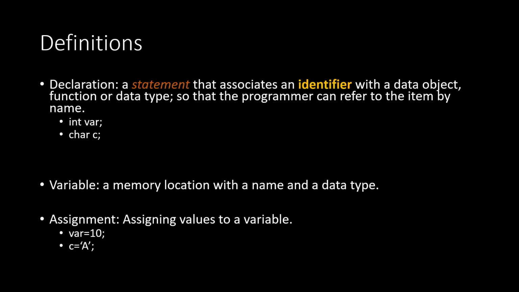Now the next thing is variable, which is a memory location with a name and a data type. So whenever you are creating a variable, you are allocating some memory for that variable, and how much memory is allocated for that variable depends on the data type that you have specified for that particular variable.